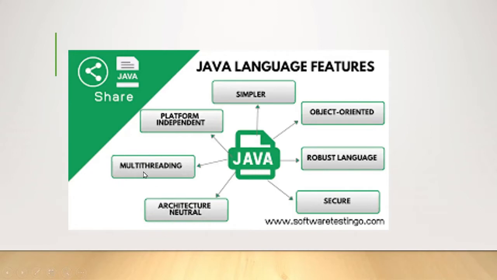Then multi-threading. Threading is a difficult concept. You'll learn it in the last session of this class. Threading is nothing but multiple threads can be used, that is the reason we call it multi-threading. And platform independent, the concept of bytecode, which can be written once and run anywhere. That makes Java platform independent. So these are the language features.